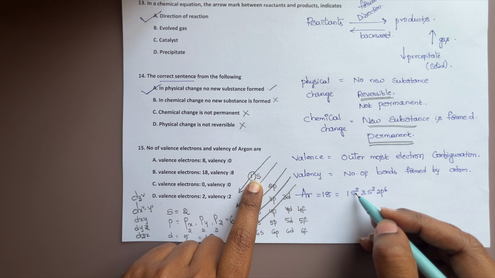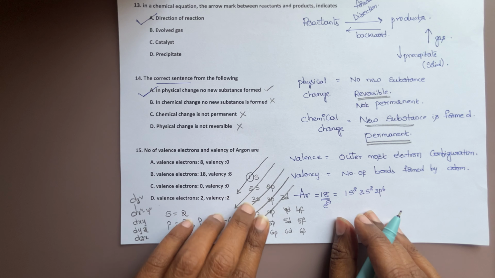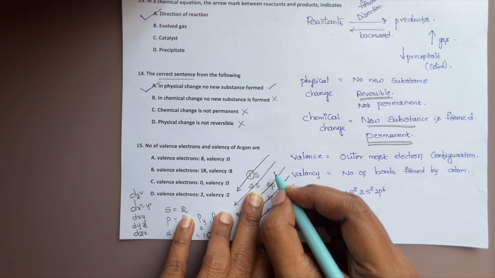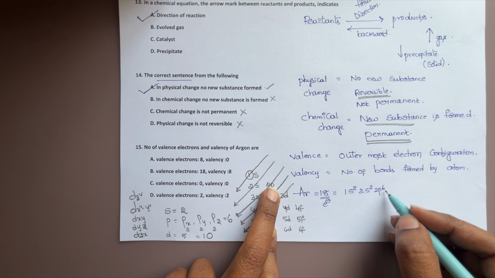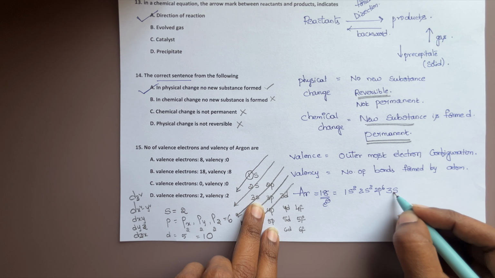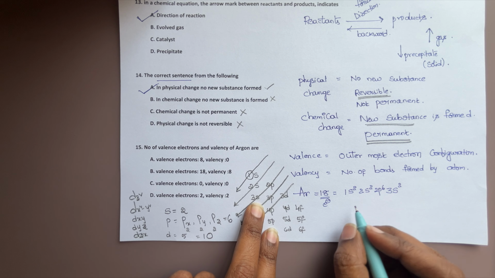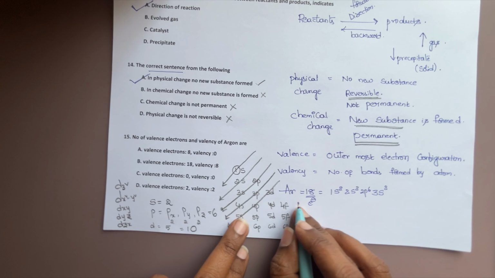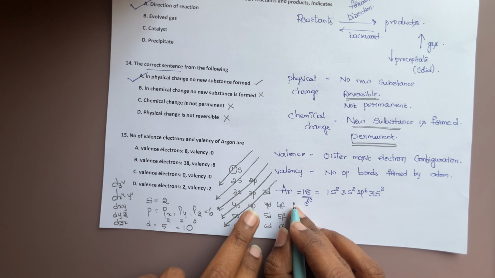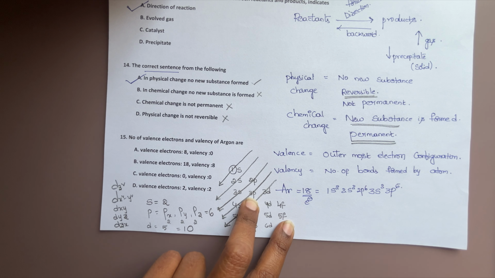Now, atomic number 18 means 18 electrons are present. So 1s2, next 2s; S accommodates 2 electrons, so 2s2. Next 2p; P accommodates 6 electrons. Next 3s; S accommodates 2 electrons. So how many are completed? 10, 12. After 3s, we have 3p. As of now, 12 electrons are filled, so 3p gets 6.